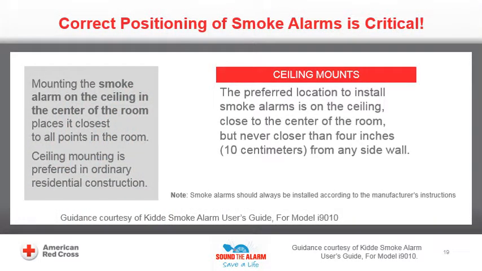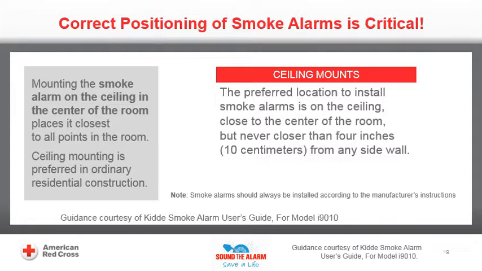It is vital that smoke alarms are positioned correctly to ensure the effective operation of smoke alarms. Smoke, heat, and combustion products rise to the ceiling and spread horizontally. Mounting the smoke alarm on the ceiling in the center of the room places it closest to all points in the room. Ceiling mounting is preferred in ordinary residential construction.